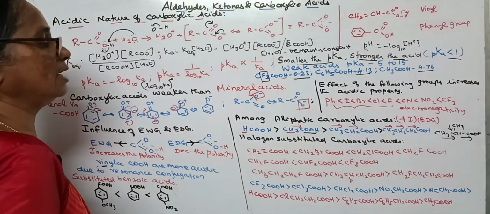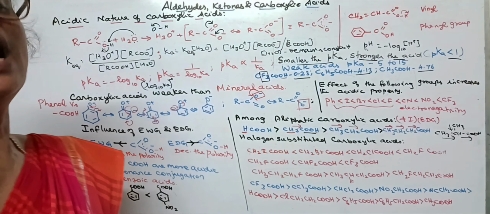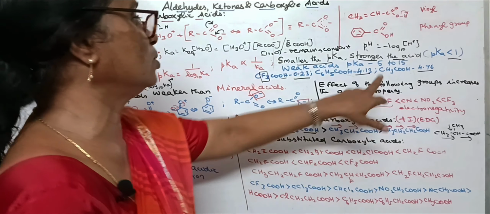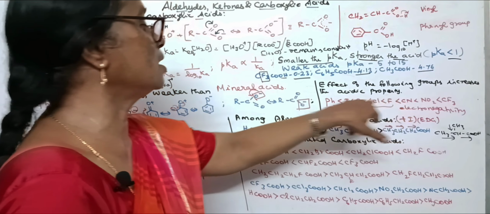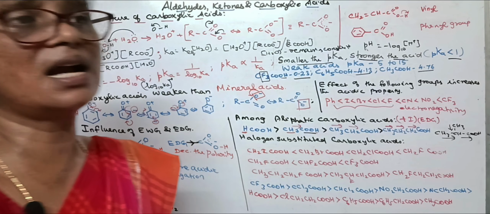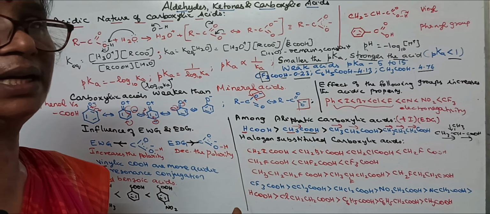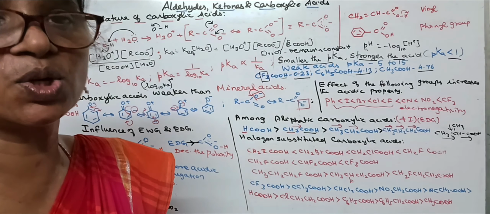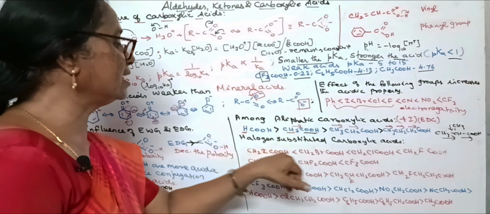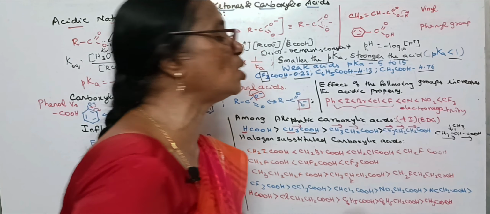The next one, let us find the halogen substituted carboxylic acids. Halogens differ in their electronegative value. See, fluorine is more electronegative than iodine. So the presence of iodine does not influence the acidic nature of carboxylic acids that much because of its weak electronegativity. So we can find iodoacetic acid, bromoacetic acid, chloroacetic acid, fluoroacetic acid.